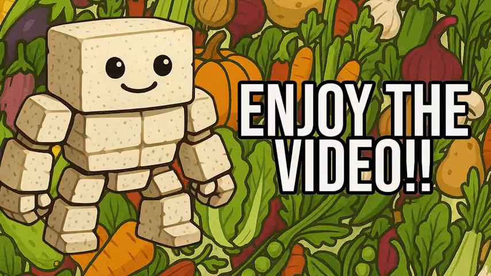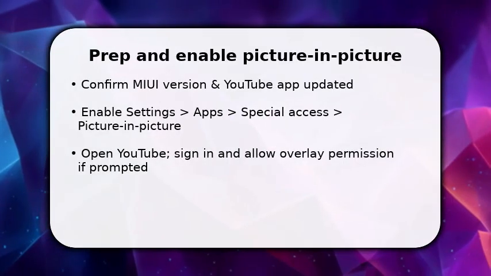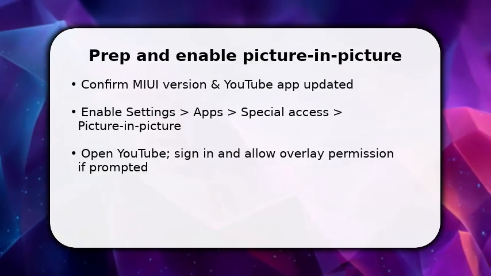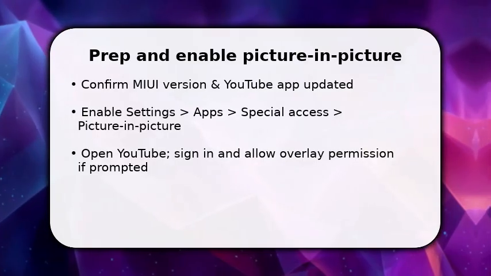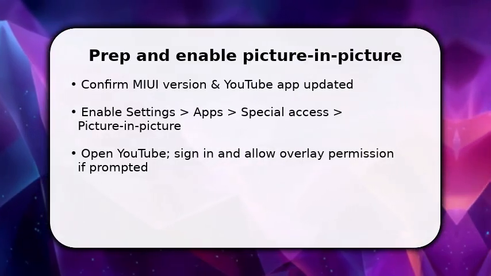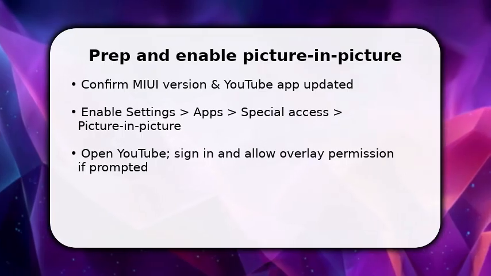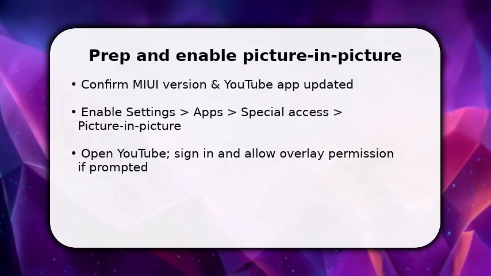Please enjoy the video. You start by making sure your MIUI and YouTube are updated. Outdated builds block floating windows. Next, open Settings, go to Apps, then Special Access, and enable Picture-in-Picture for YouTube. Once done, launch YouTube and play a video.